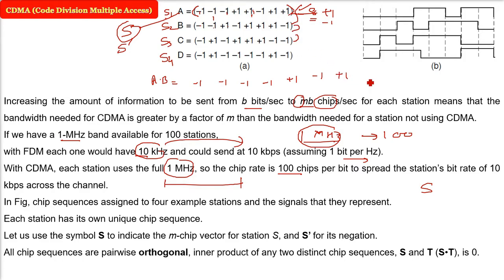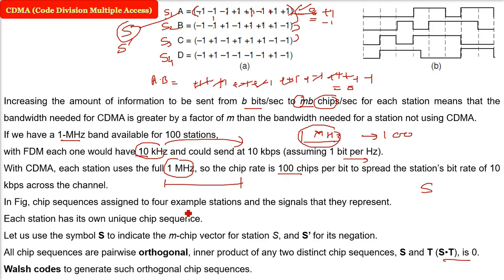So what I am trying to suggest here is that the first element of one code sequence is multiplied by the corresponding element of the other code sequence, likewise, and then you add them. That is negative 1 into negative 1 plus negative 1 into negative 1, like this. When you add this, it has to give you a 0. Even if you take B dot C, the inner product, it will give you 0. So all the chip sequences are pairwise orthogonal.